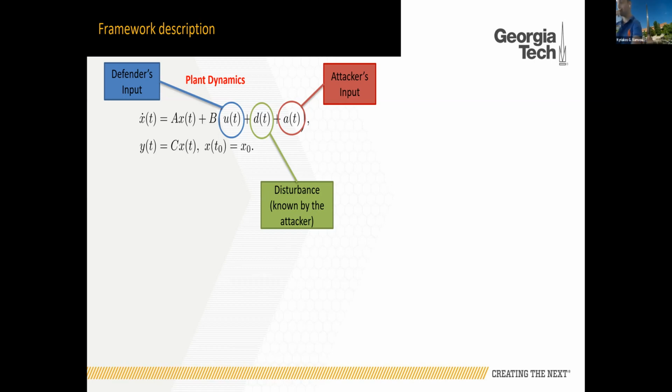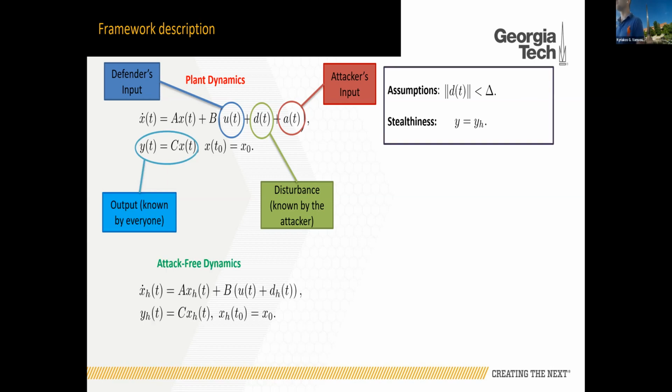Okay. So now we have the U, the D, and the A, and I have my output, of course, which everybody can measure. Now let's start with some assumptions. In order for me to develop some strategies, the disturbance has to have a known bound, right? And then in order for me to guarantee stealthiness, I will consider an attack-free system.